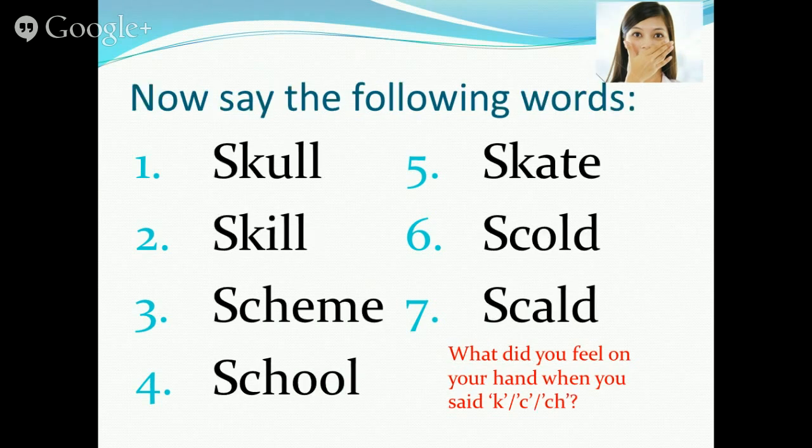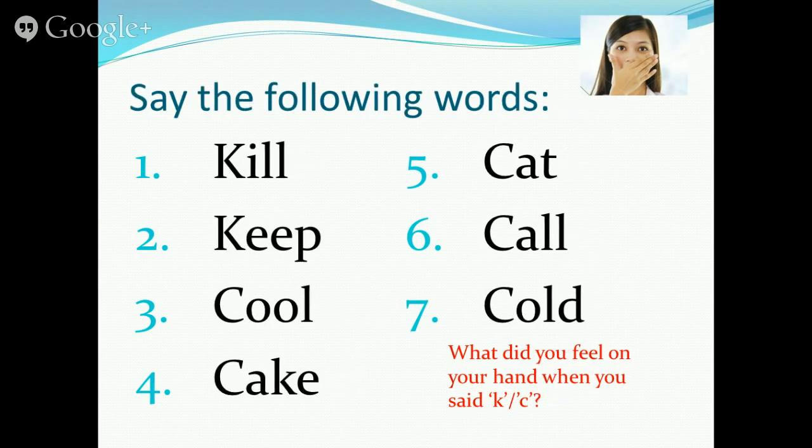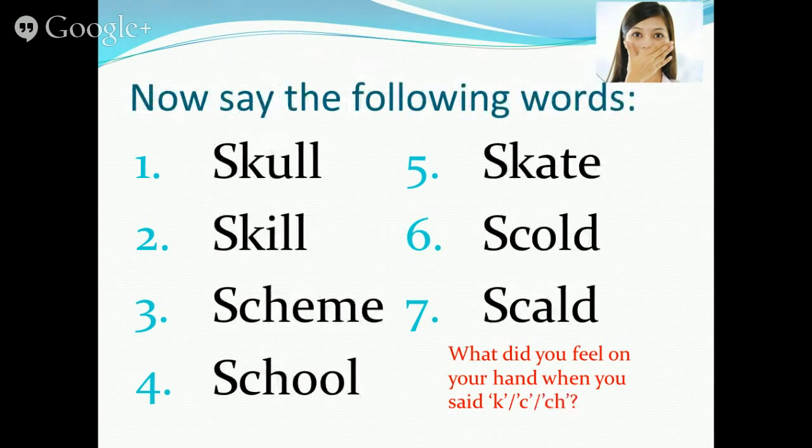And so now, with your hand over your mouth again, say these words: skull, skill, scheme, school, skate, scold, scald. Now, when you said the CH or K, the CH or K at the beginning of these words after the S, did you feel something on your hand? Now, what's the difference? You should have felt a difference between these K and C sounds and these K and CH sounds. What was that difference?